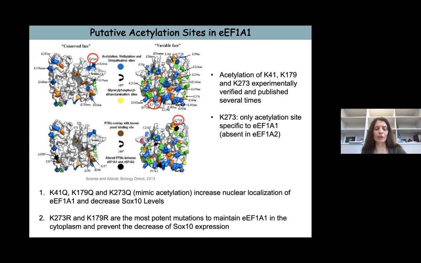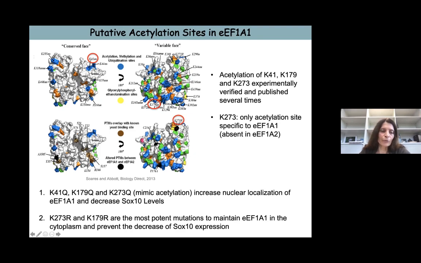Then when we did the opposite, mutating the lysine into arginine to prevent acetylation, we could see that the lysines that were the most efficient at maintaining EF1A1 in the cytoplasm and preventing the decrease of SOX10 were lysine 273 and lysine 179. I cannot tell you if other lysines are important, but at least those seem to be very important.